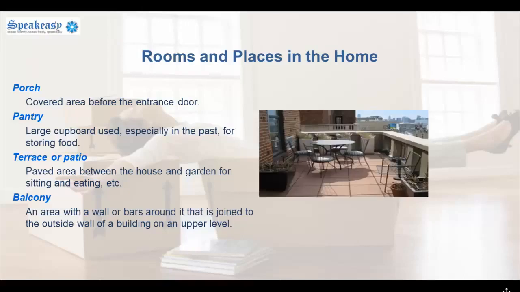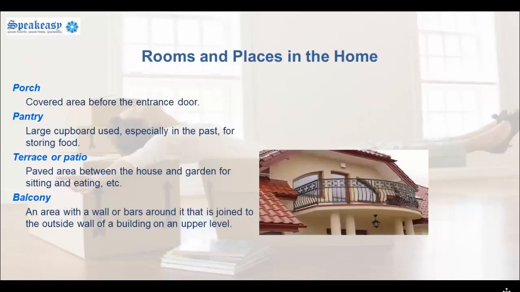A terrace or a patio is a paved area between the house and the garden for sitting and eating. And a balcony is an area with a wall or bars around it that is joined to the outside wall of a building on an upper level.